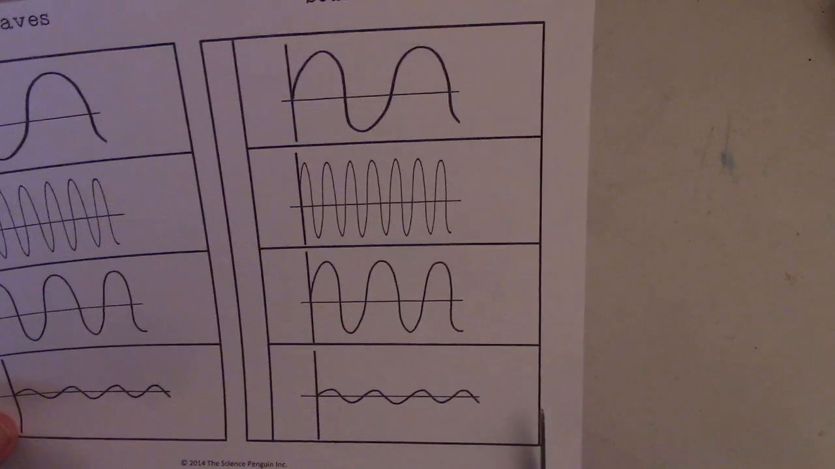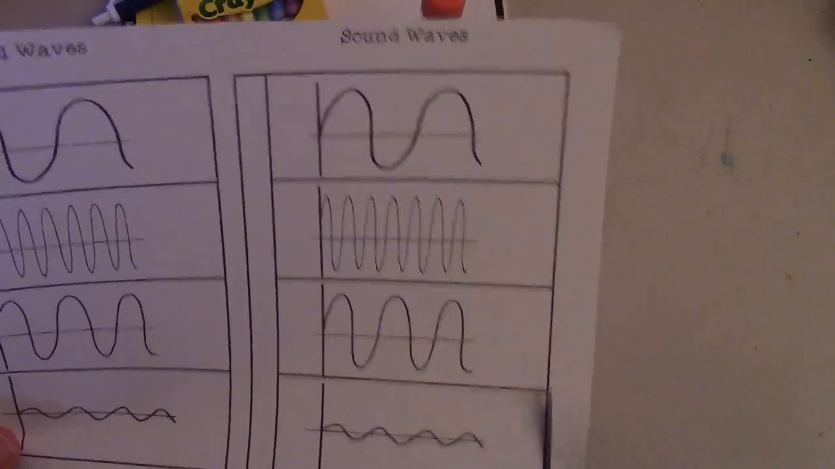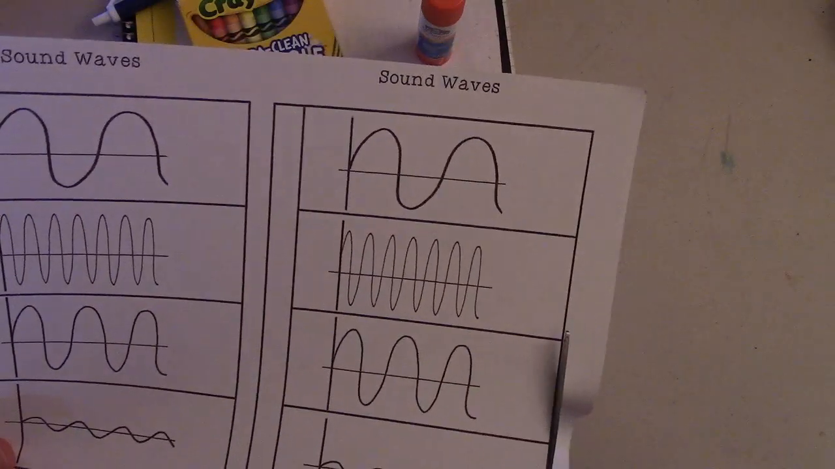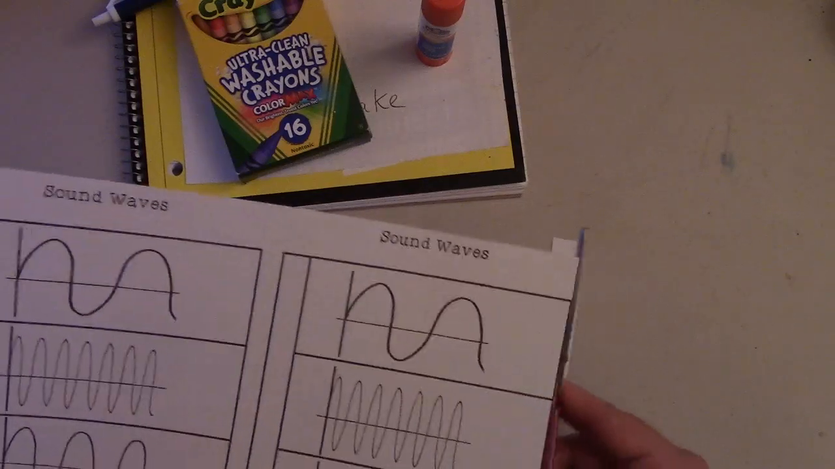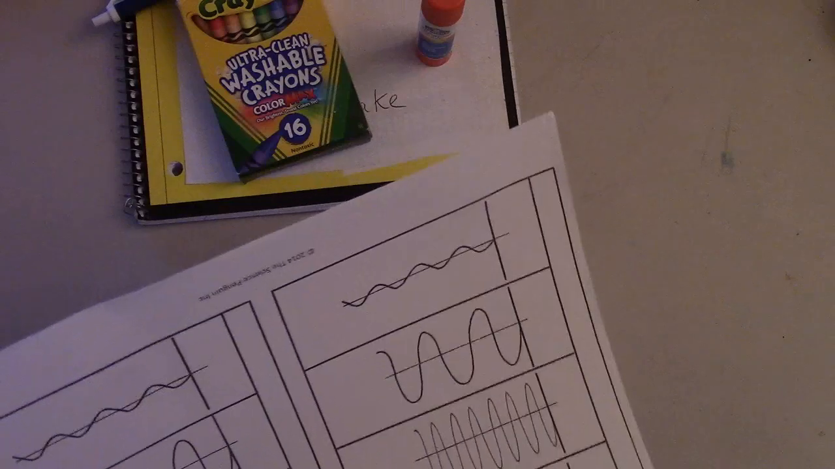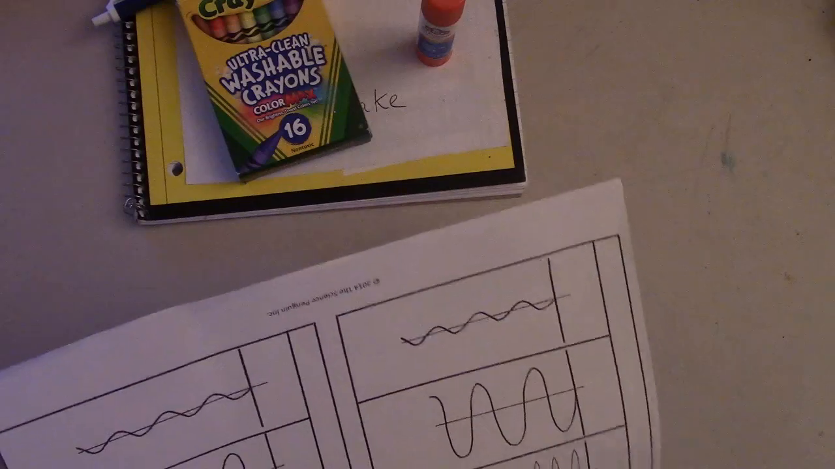Alright, so here what we have is an example of 4 different types of sound waves. Each sound wave represents a different broad type of sound that you might be familiar with. We're going to use these examples to learn a couple terminologies, a couple new words in science that have to do with waves, specifically with sound waves today.